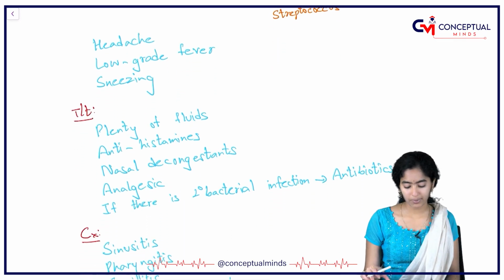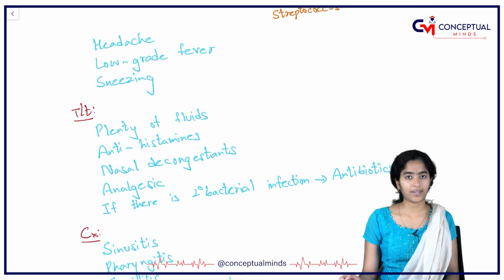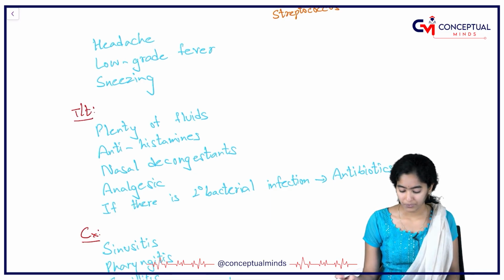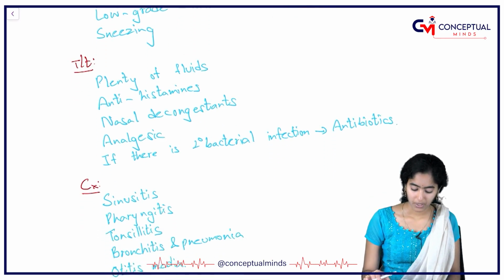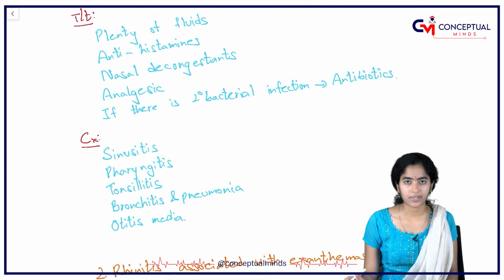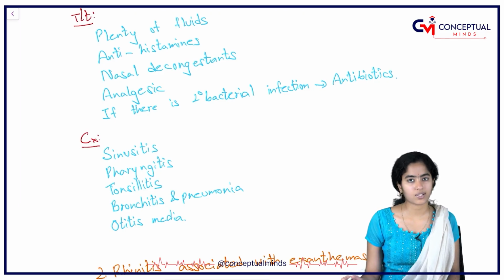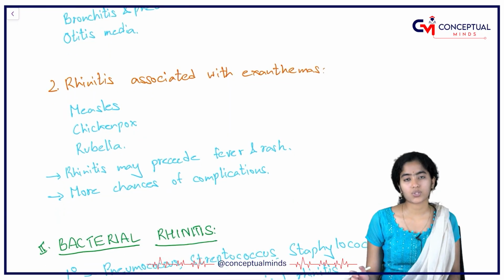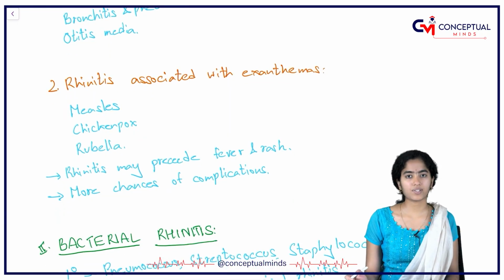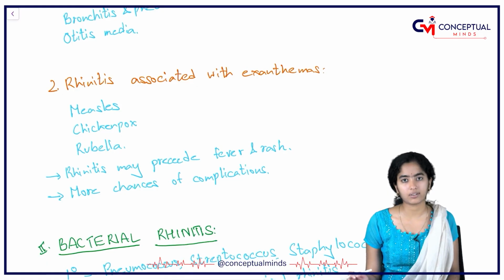And we treat it by giving plenty of fluids, antihistamines, nasal decongestants, analgesics for pain relief. And if there is secondary bacterial infection, antibiotics have to be given. And rarely it can get into complications such as sinusitis, pharyngitis, tonsillitis, otitis media, and even more rare are bronchitis and pneumonia. Then second is rhinitis associated with exanthematous fevers. Fevers such as measles, rubella and chickenpox might sometimes be preceded by a rhinitis.